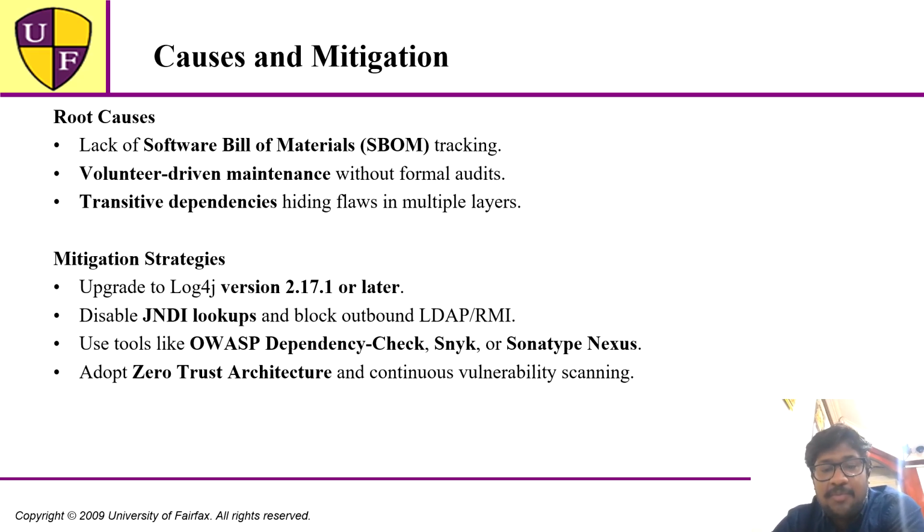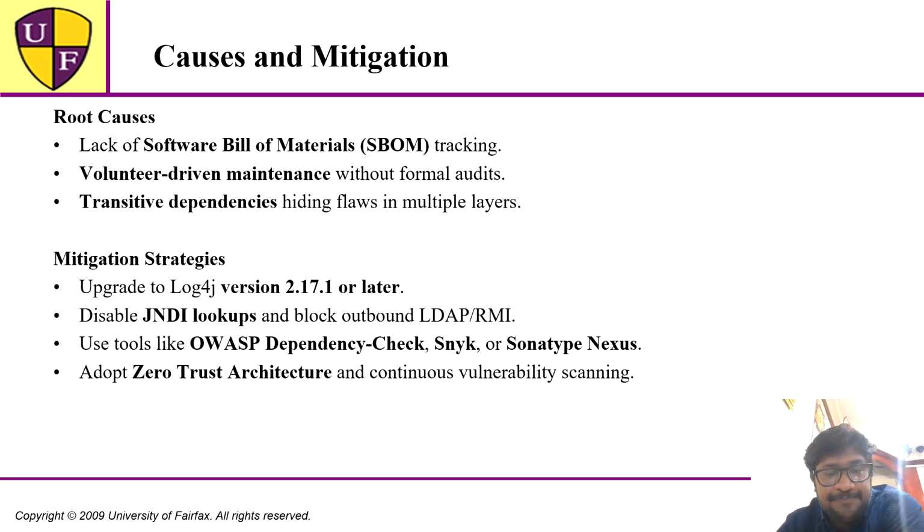Now let's talk about how it can be prevented. The first step is updating Log4j to the latest version, which is 2.17.1 or higher. That version removes the risky JNDI feature that caused the issue. Second, companies should disable JNDI lookups and block outbound connections to untrusted servers. This stops the system from downloading harmful code.